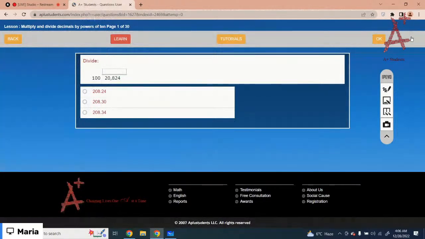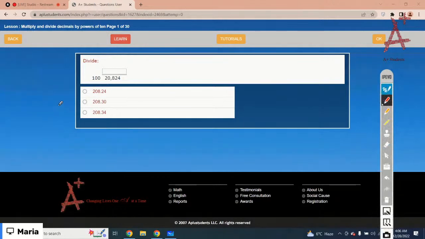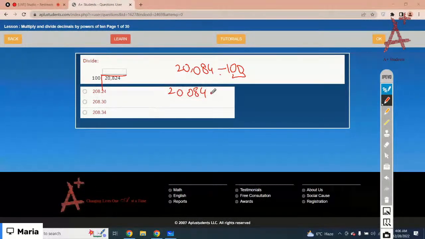Okay, you have to divide. It would be the division sign here. Got it? You have to divide 20,824 by 100. Okay, count the number of zeros you have in the 100. We have two zeros in the 100. Got it? So when you have to divide, you have to move the decimal point two places left.